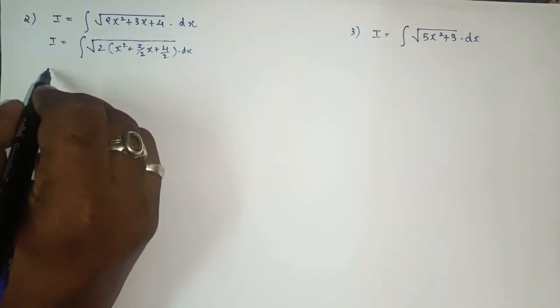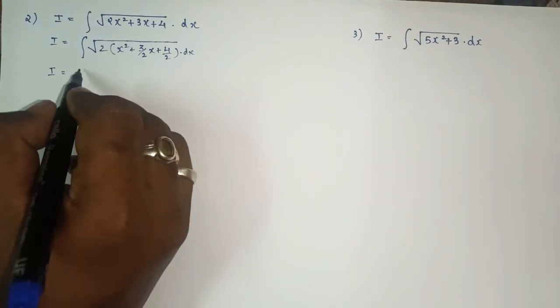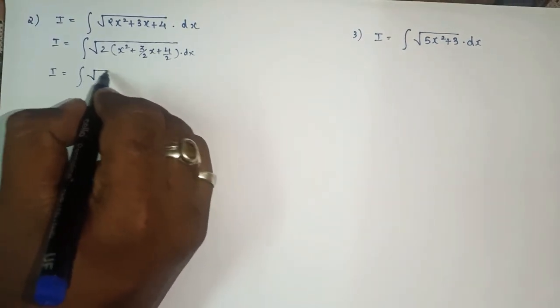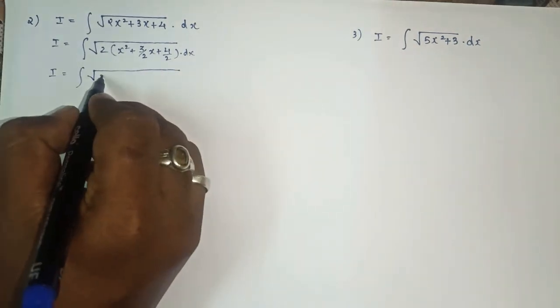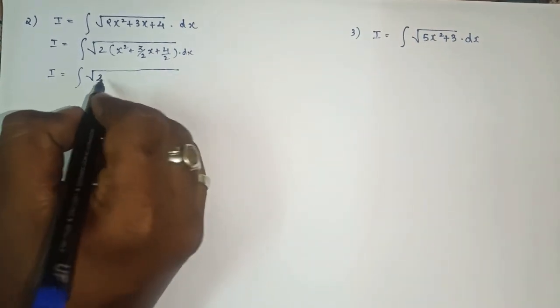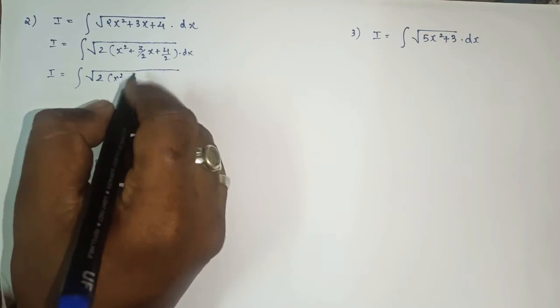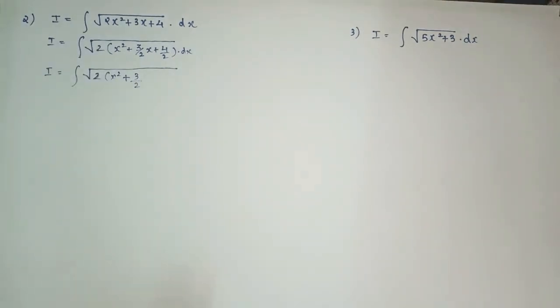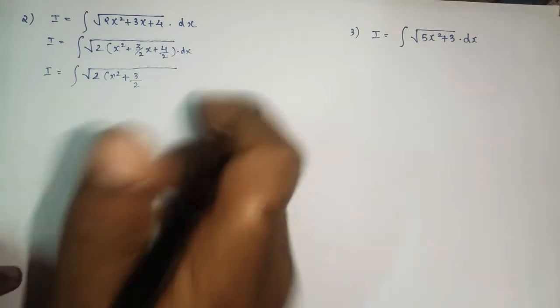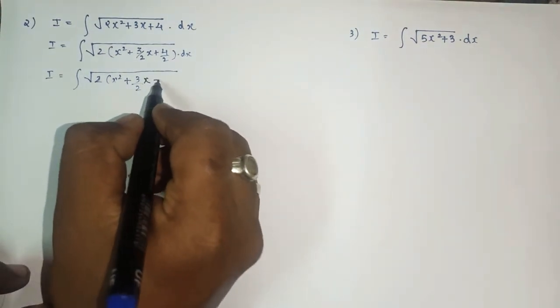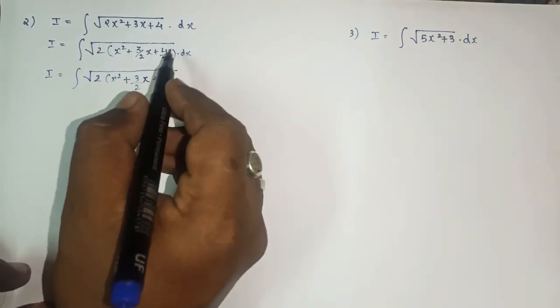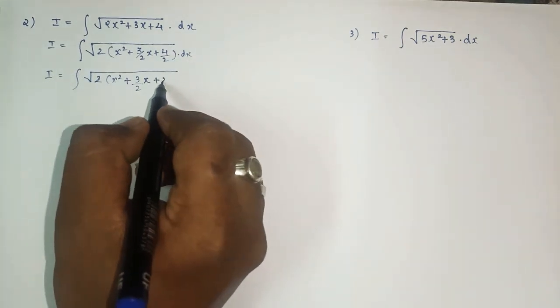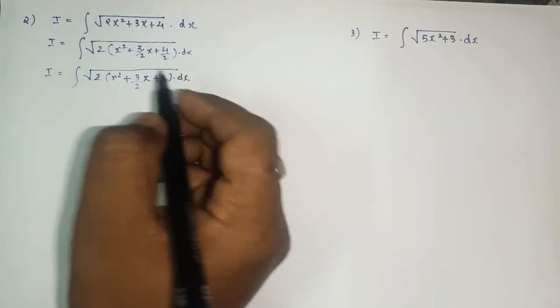Yes or no? So I equals to, this we will write same as it is, root 2 into x square plus 3 upon 2 x plus, so this we can write as 2 ones are 2, twos are 4 upon 2, into dx. Yes or no?